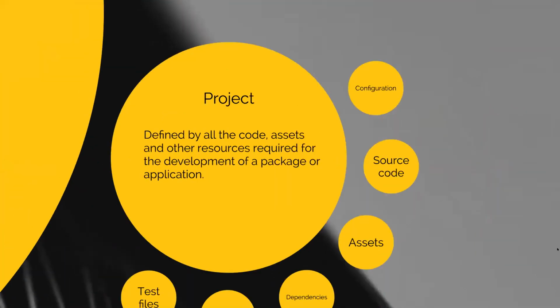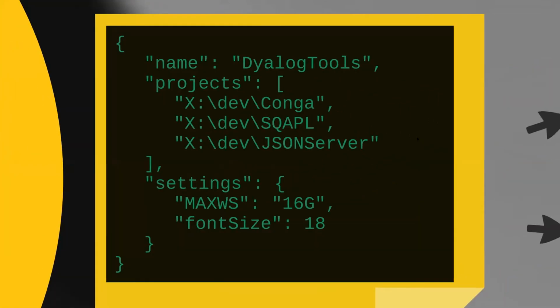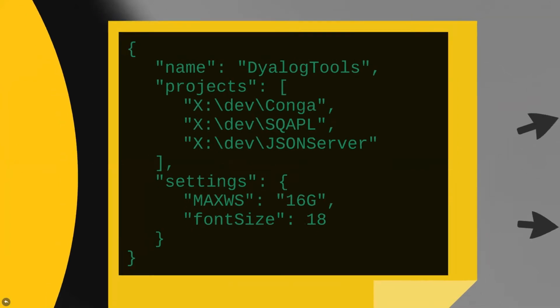Oh, sorry. Right, so essentially, here's just an example of what that could look like. I'm not particularly happy about the full path there, but it's a way of defining the projects that you want to have loaded with this workspace.